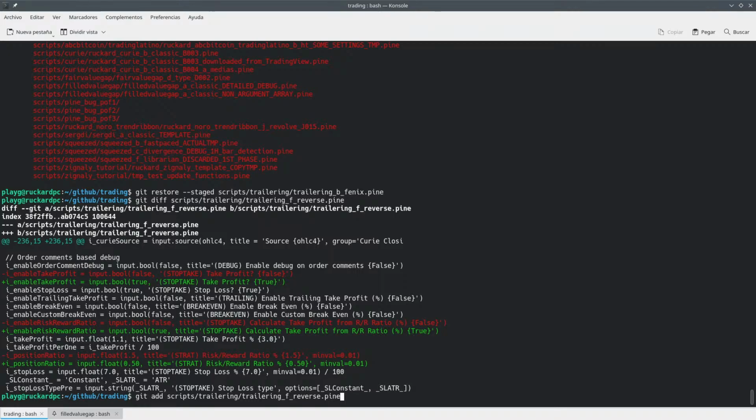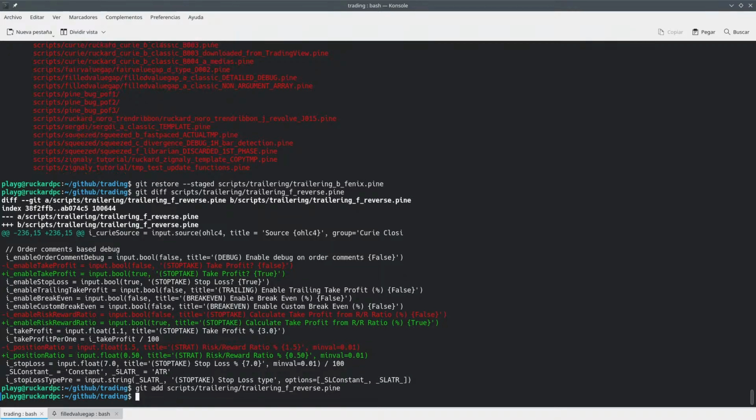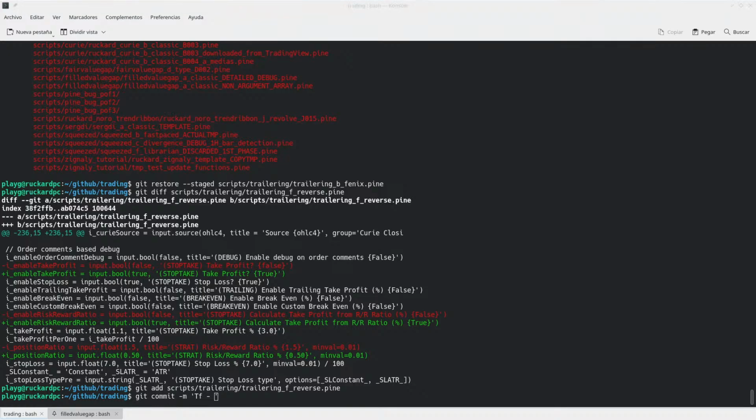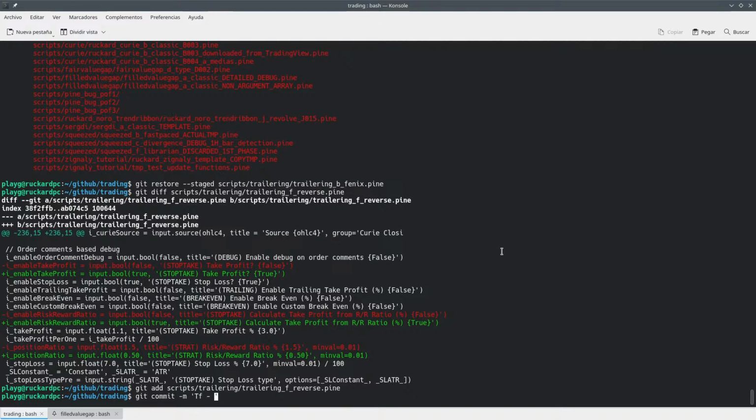Yeah. So the commit is about using the default settings, something. Yeah, so TP template. Yeah, well, more or less.